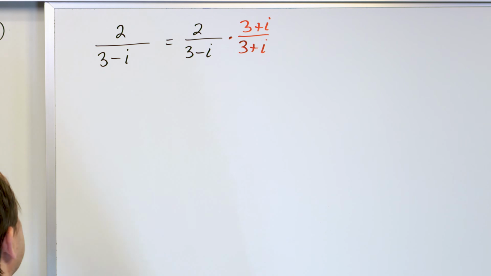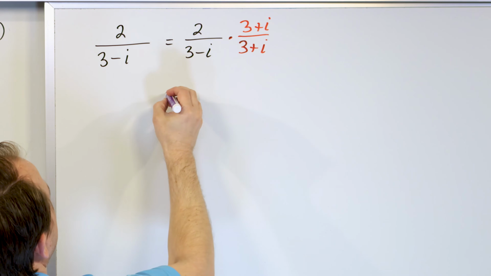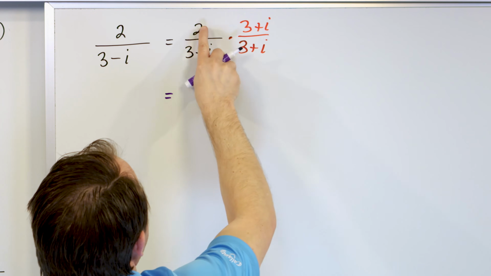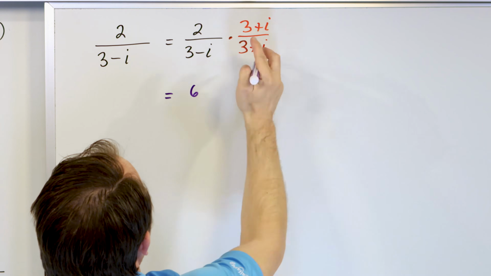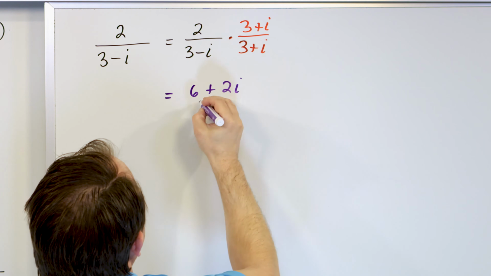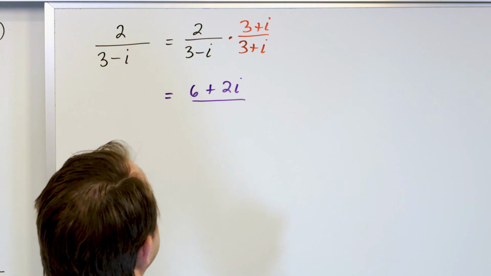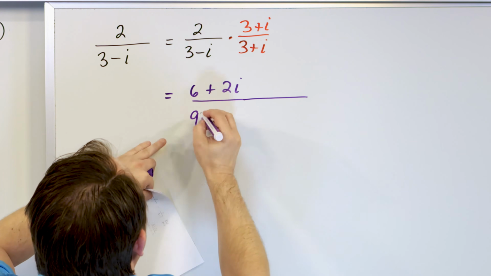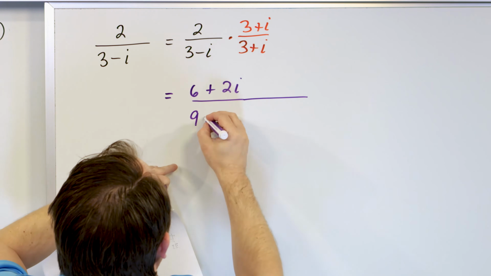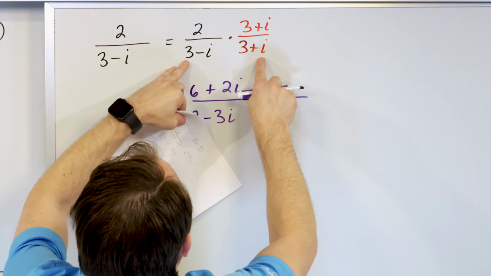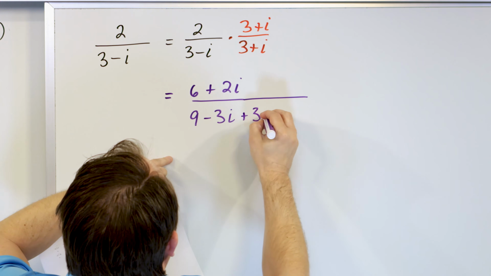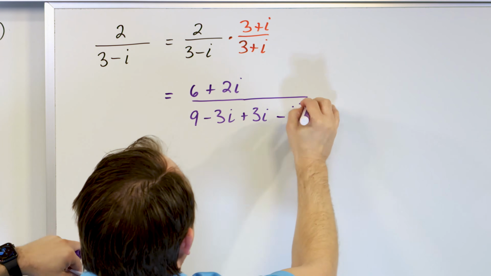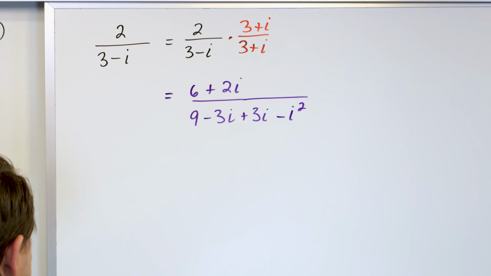But at the end of the day, what you're going to have here is on the numerator side, 2 times this complex number, so you distribute. 2 times 3 is 6. 2 times i is 2i. This is the numerator of the answer. The denominator is much more involved because we have to do FOIL. 3 times 3 is 9. Inside terms is negative 3i. Outside terms is positive 3i. Negative times positive is negative. i times i is i squared. That's the final intermediate answer here.